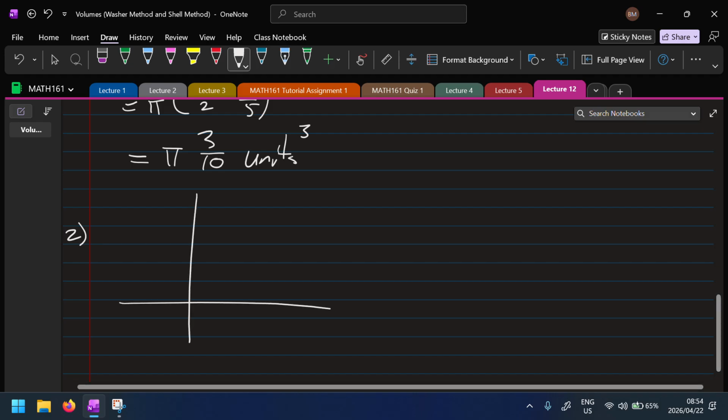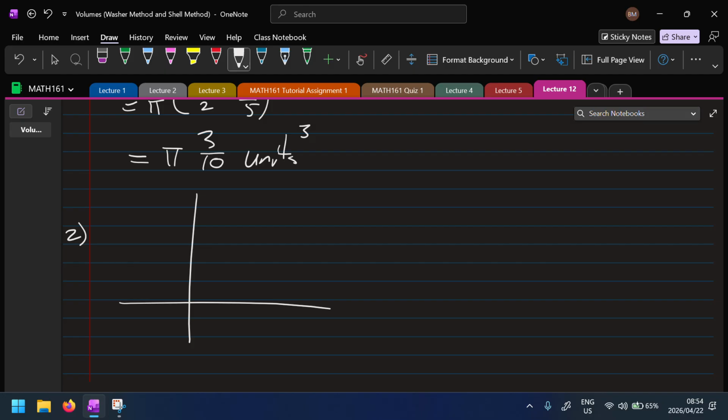Okay, so again, we've got the setup. We need to find all the endpoints and so on, set up the integral, and then evaluate. Okay, so we have y equals x squared, the line x equals 1. Let's put that in blue. So that's our bounded region. We want to rotate this around the y-axis. Okay, so that's the setup. We need to sketch this thing, set up the integral, and evaluate the integral.